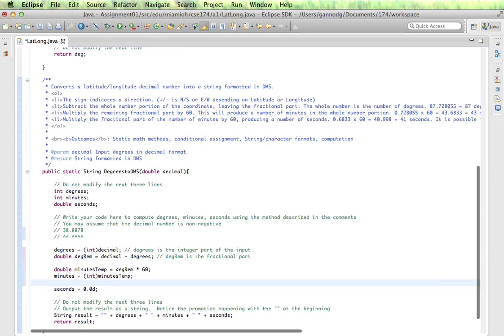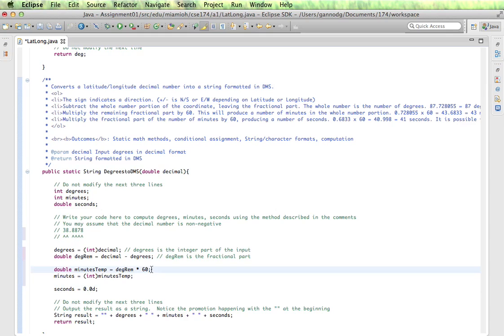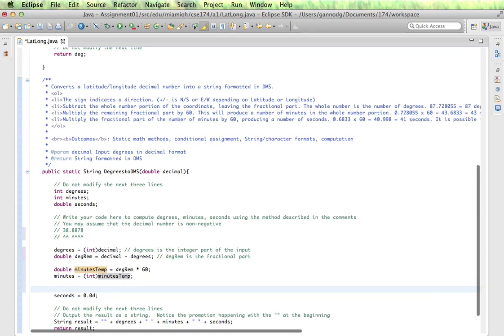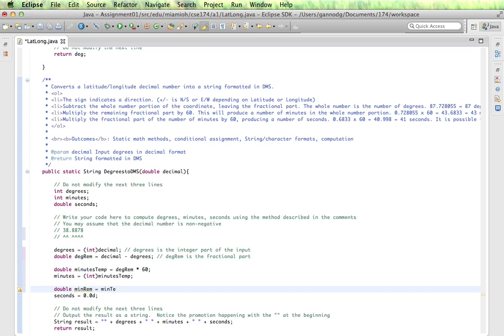Okay, and now the last thing that I need to do here is compute the seconds, and so I still need the fractional part of this variable. So I'm going to compute that as double min remainder. I'm going to set that equal to minutes temp minus minutes.